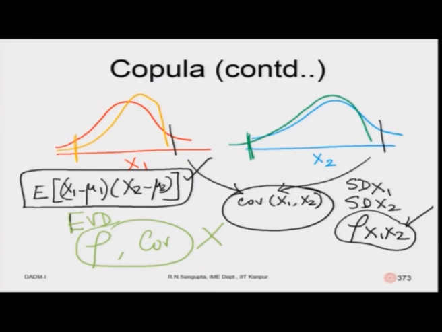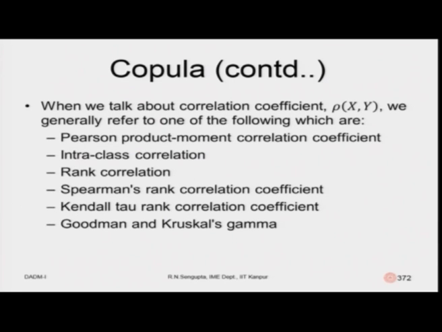Okay, let me go back to the initial slide. So, when we talk about correlation coefficient between x and y, we generally prefer to use one of the following: the Pearson product moment correlation coefficient, the intra-class correlation, the rank correlation, depending on how you find the relationship, the Spearman's rank correlation coefficient, Kendall's tau, and Goodman and Kruskal's gamma, which are used to find the relationship between two random variables, and we consider them to be a linear dependence structure.